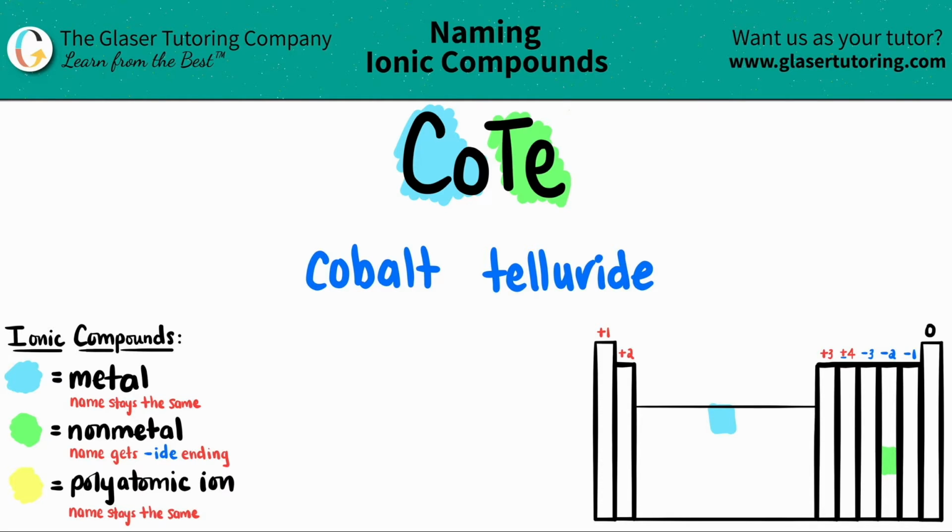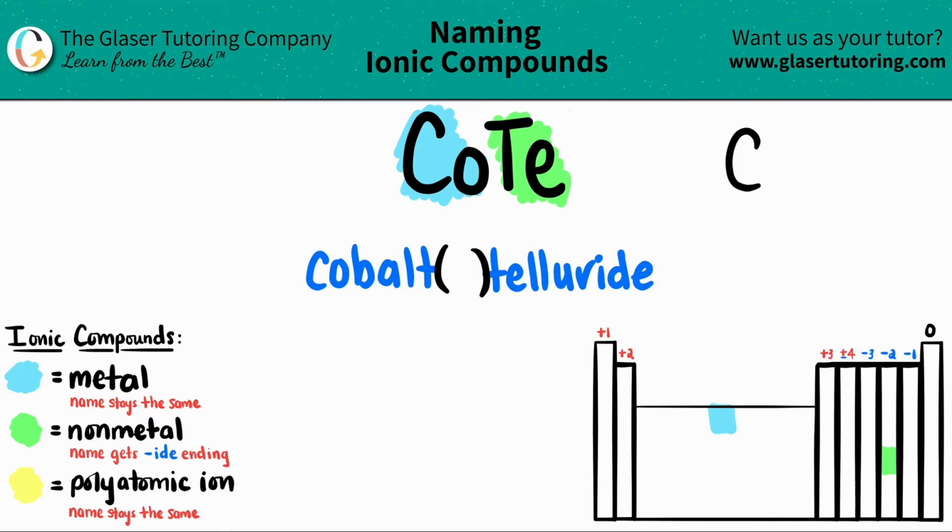But anyway, I digress. So, now we have cobalt telluride. Now we just have to check to see if we need to add a Roman numeral. And that comes from the metal, which is cobalt. Since cobalt is in my transition metal box, I do need to add a Roman numeral. And the Roman numeral is always going to be the charge of the metal. So I need the charge of cobalt. So how do we find that out?